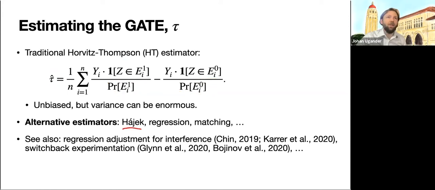There are other ways to do it. There's the Hajek estimator, regression estimators, both controlling for covariates and not. And I could say more about that. There are also matching estimators. There's a whole literature on different estimators. But for the purposes of how we're going to think about and optimize our design, we're going to try to minimize the variance of the Horvitz-Thompson estimator.